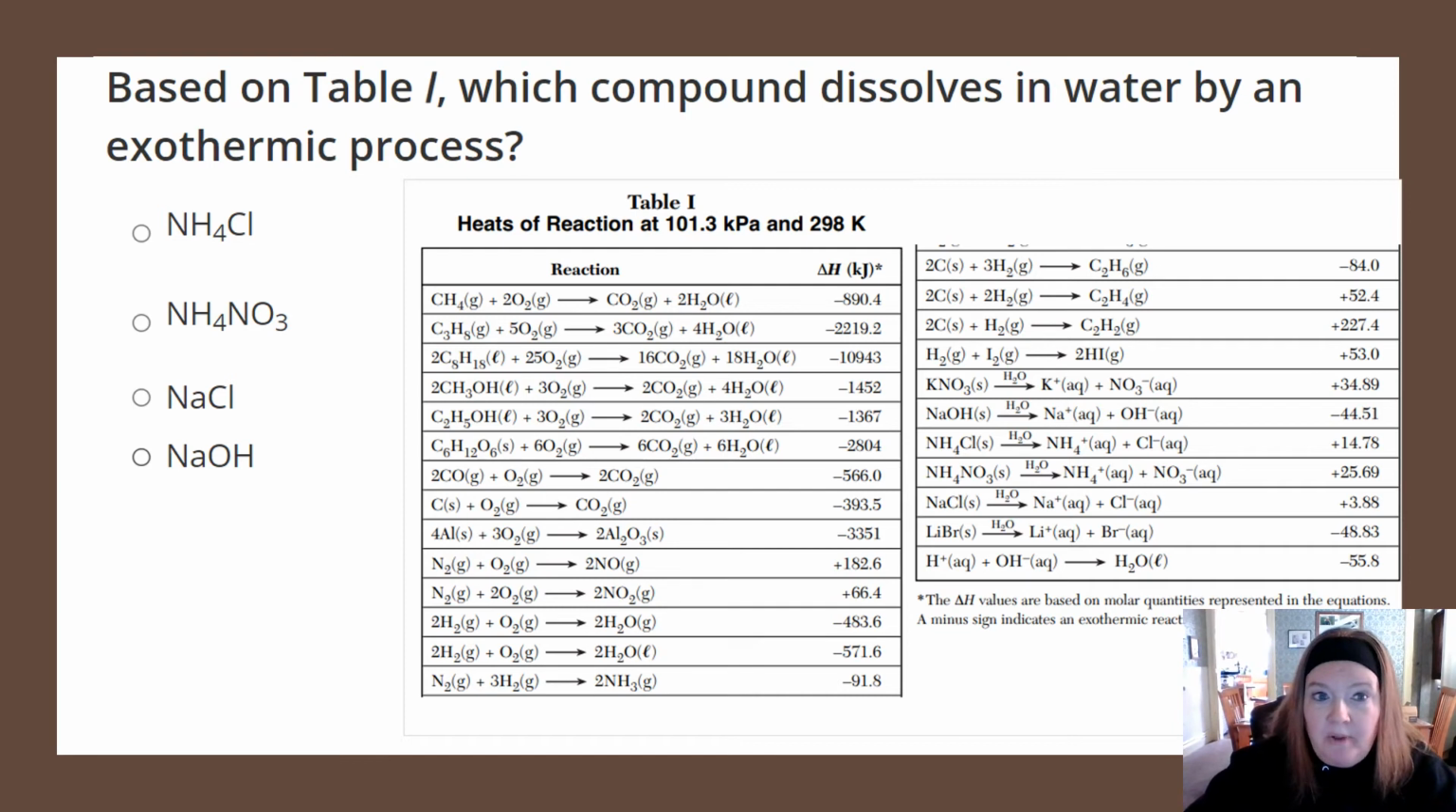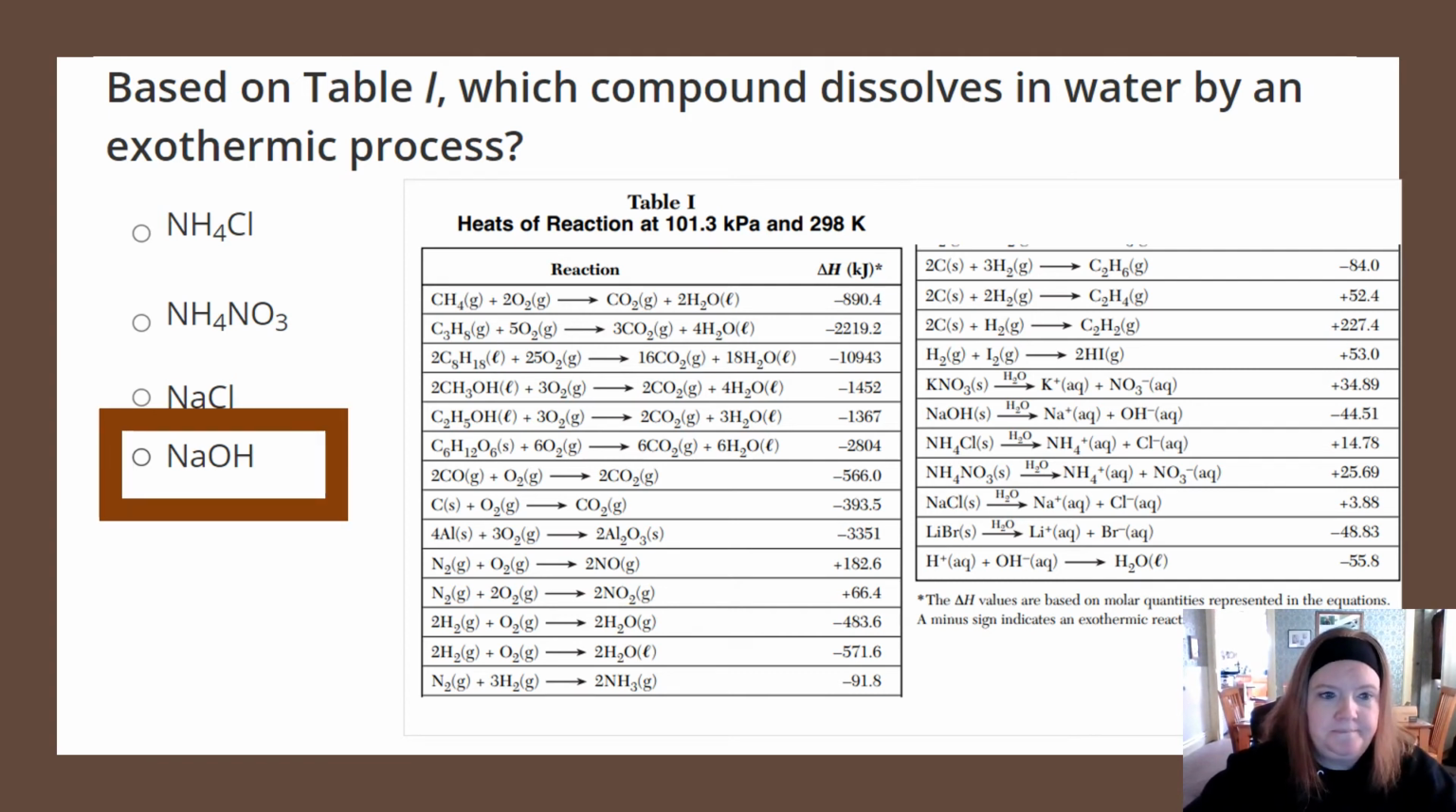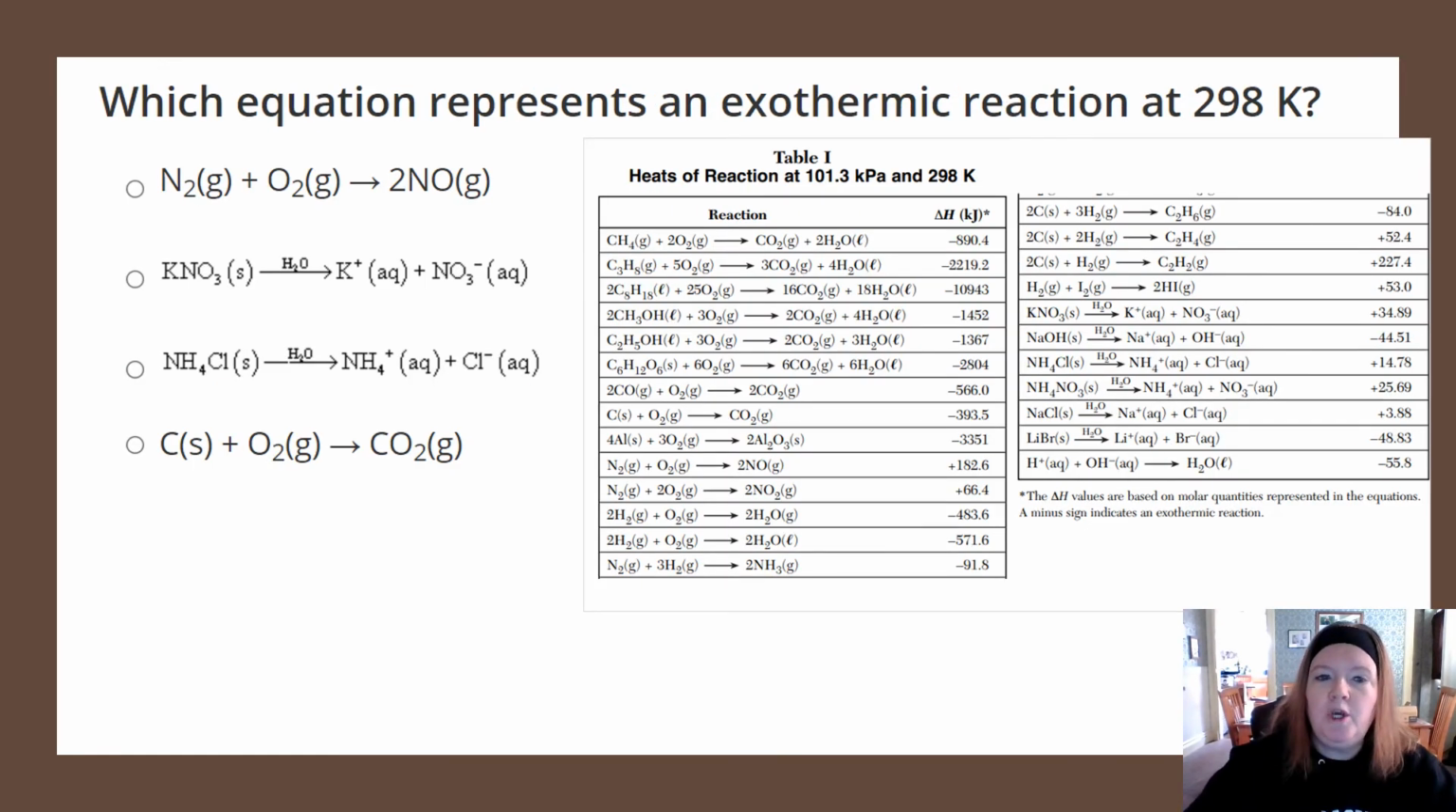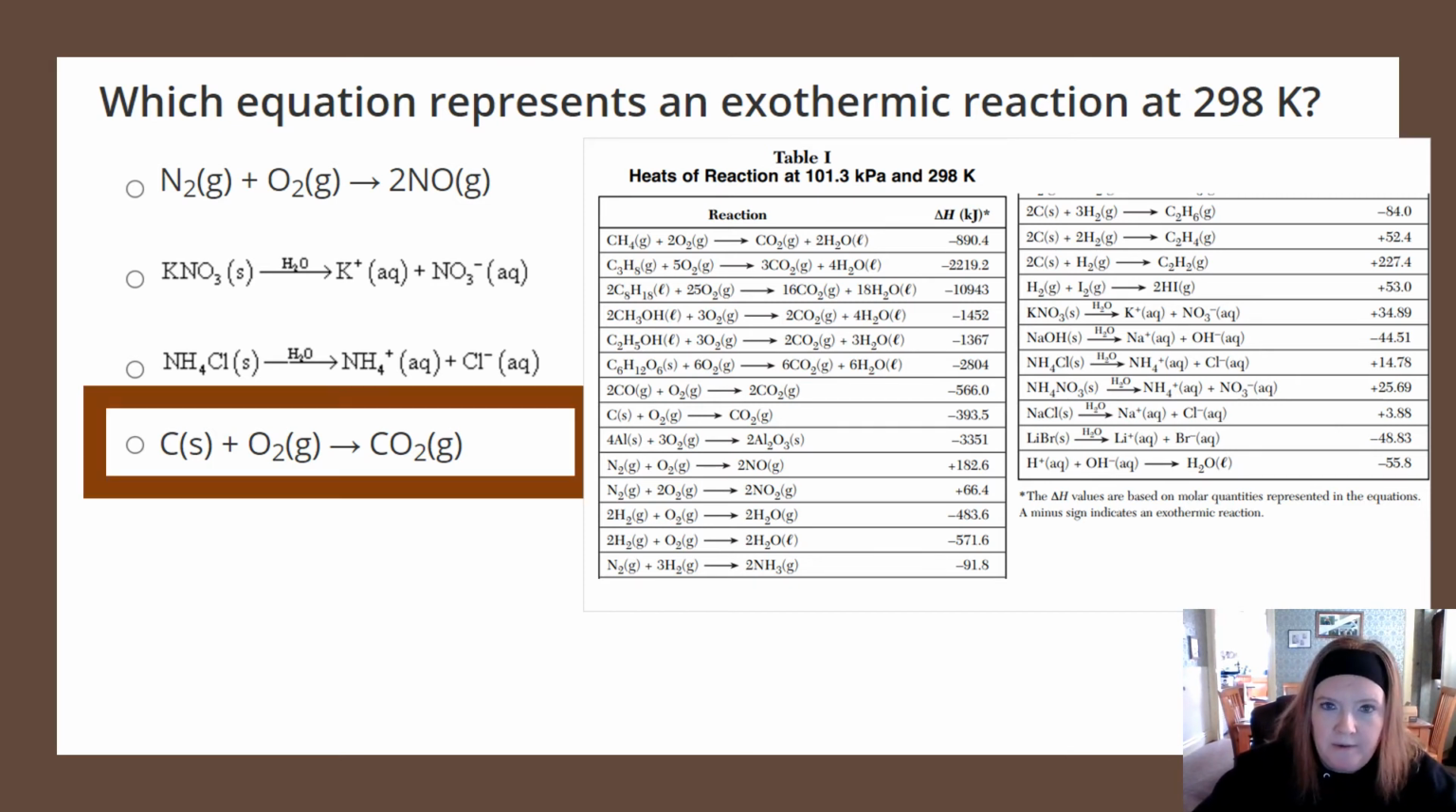All right, based on table I, which compound dissolves in water by an exothermic process? So I'm going to look at table I and look up each of these substances and look for the exothermic one, which means it has a negative sign. And there's going to be your answer. Which equation represents an exothermic reaction at 298 Kelvin? Again, what I'm doing is looking at table I, and I want to find each of those reactions, and I'm looking for the one that is exothermic, so it would be negative. And there we go.